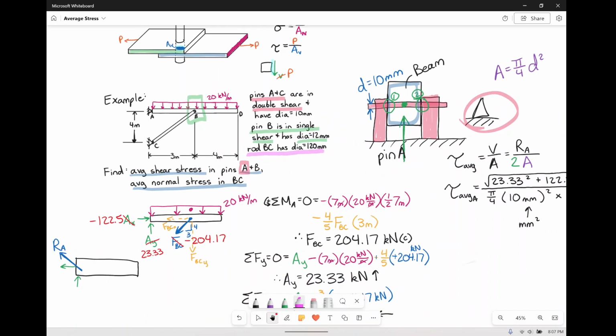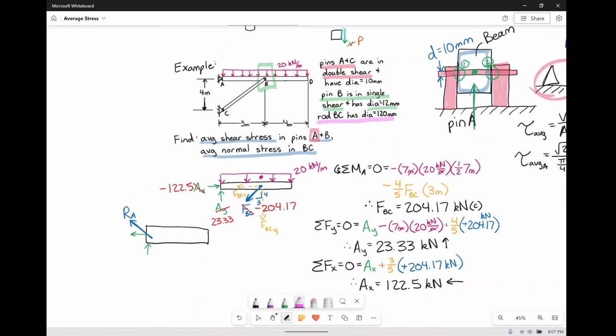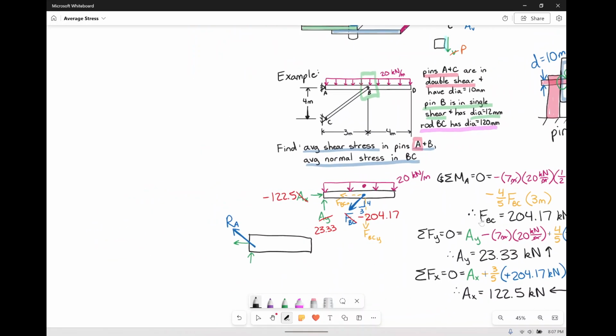So last but not least, the average normal stress in BC is perhaps the easiest thing, hence why we saved it for the very end. So again, average normal stress for BC is simply the axial force, whatever that is. Maybe let's not call it P, let's call it what it actually is. The axial force of BC is force BC over the area of rod BC. Key is, again, the easiest thing to solve for.